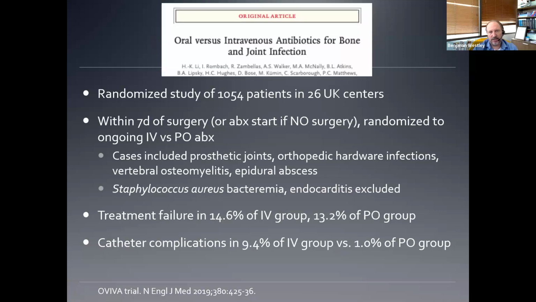I guess I should mention that in these cases, the prosthetic joint was appropriately removed or managed surgically. And then the same thing for orthopedic hardware infections, that the hardware was appropriately debrided. Ideally, the source control was removed, or if the hardware was left in place, at least it was operated on in the vast majority of cases.